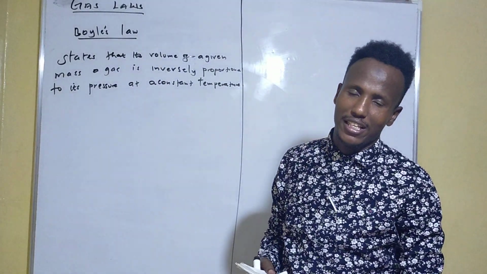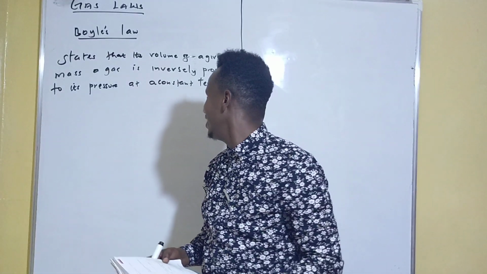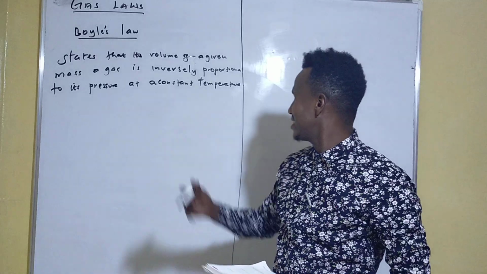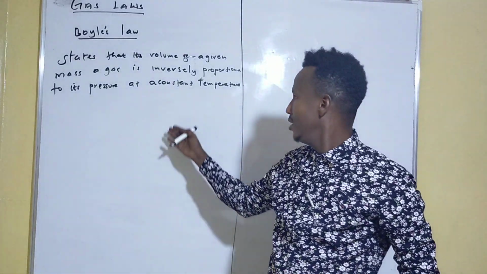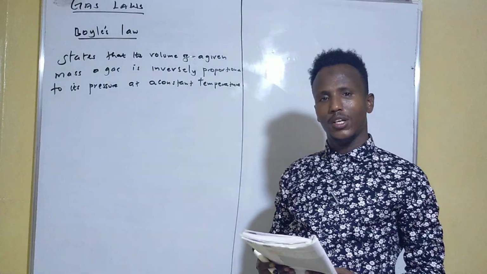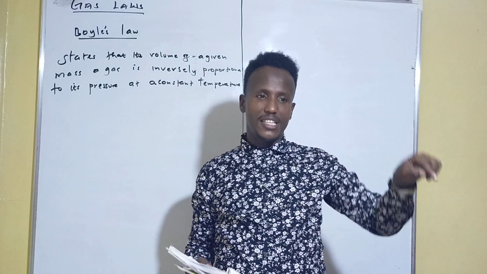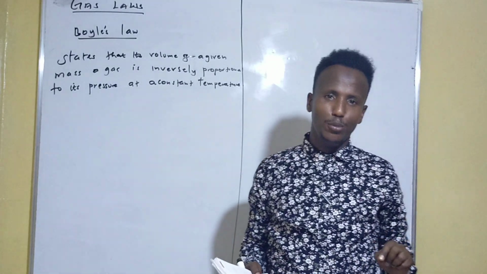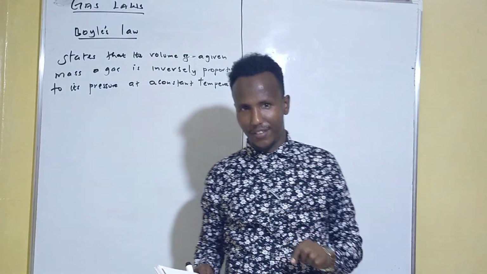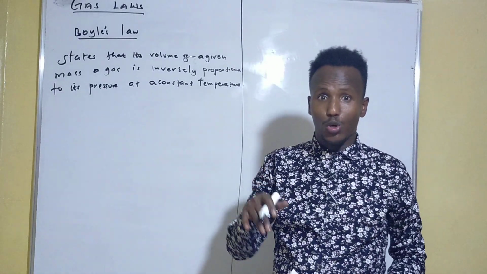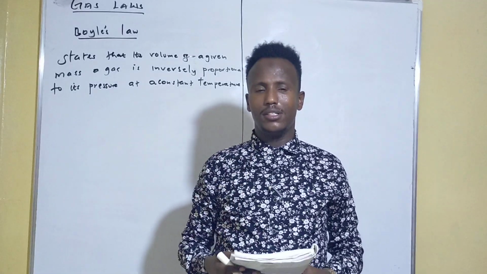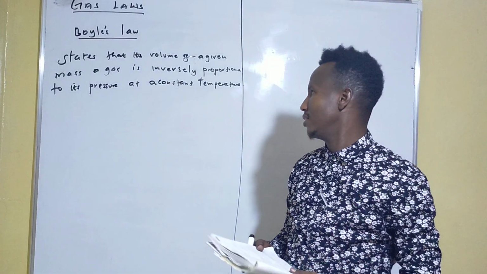a constant temperature. Now the question here is, when can we say temperature is constant? Because they're saying at a constant temperature. Temperature is constant when the values given in the statement are of equal value. Assume you are given 25 degrees and 25 degrees. So within the question you have two equal temperatures. Then the temperature in such a situation is constant.